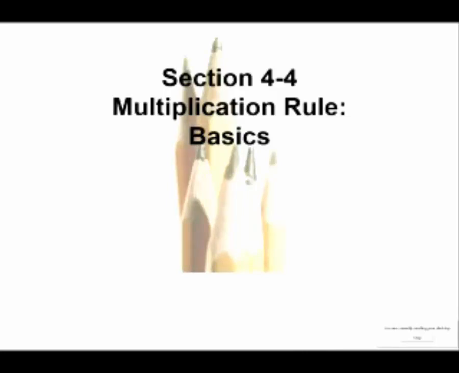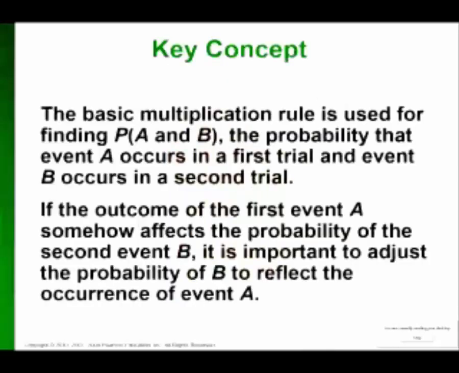The basic multiplication rule is used for finding the probability of A and B, and that means that A occurs in the first trial and B occurs in the second trial. The kicker is the second paragraph. If the outcome of event A somehow affects the probability of B, then you have to take that into account and adjust the probability accordingly. I'll tell you how in just a minute.